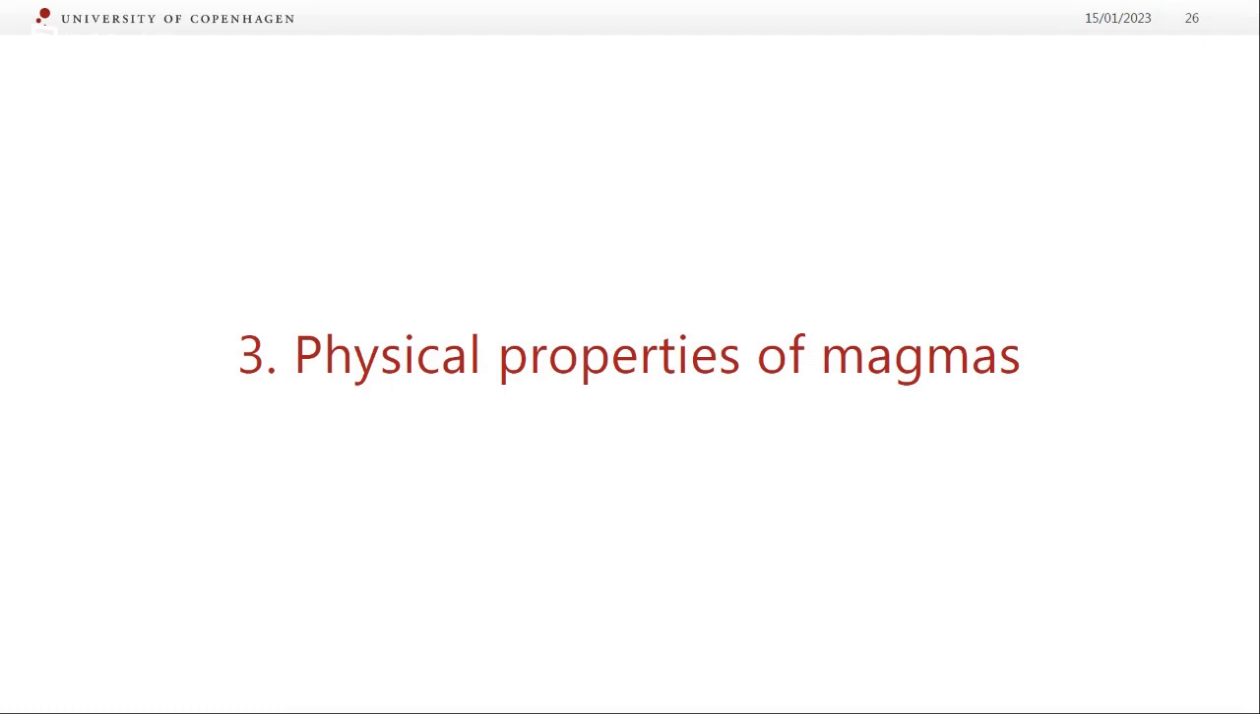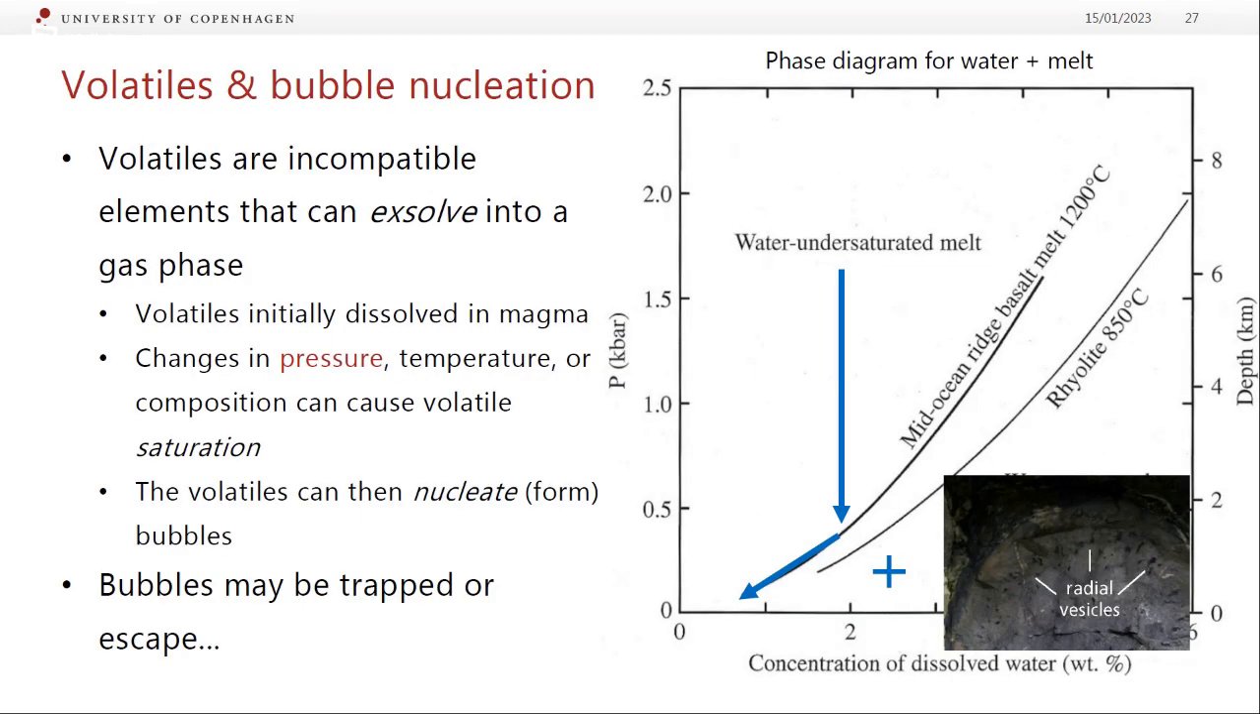Okay, and the last part of this little subsection of the lecture is about the physical properties of magmas. We had a whole lecture on volatiles, but I think I've summed it up into a couple of slides. So basically, volatiles generally behave as incompatible elements, but they have this special behavior that if they reach a certain concentration, or a certain pressure, temperature, some sort of compositional change in the melt, then they can exsolve and make a gas phase. So the volatiles are initially dissolved in the magma, and then they nucleate bubbles. And we can see this on this phase diagram for a water undersaturated melt, in this case some sort of basalt.